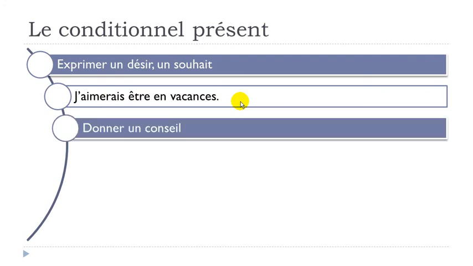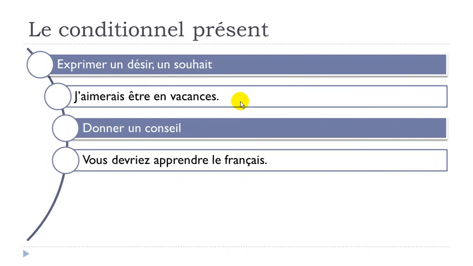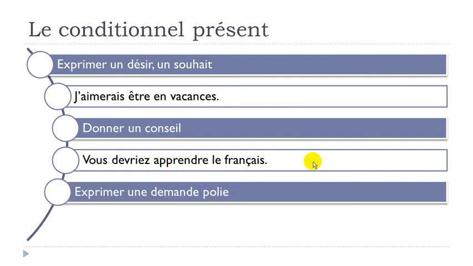Second use will be if you want to donner un conseil, to give advice. Vous devriez apprendre le français. Okay? Devoir, to have to, but in that case, when you say vous devriez, you should. That would be the more correct translation. Vous devriez apprendre, apprendre is to learn, le français, French.